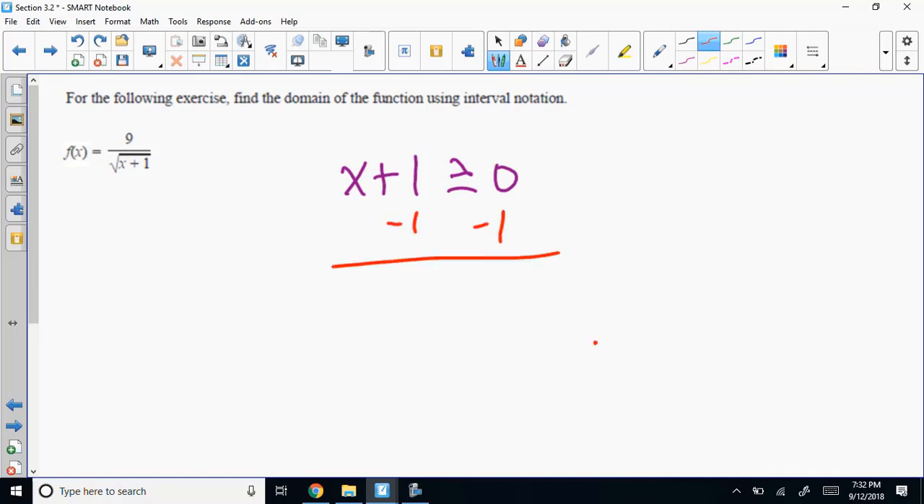Minus 1. X has to be greater than or equal to what? Negative 1, right? Because the smallest number that it can be underneath that radical would be 0. If you take the square root of 0, you get 0. Right?